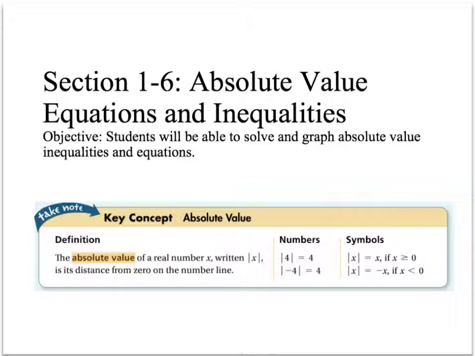Can anybody tell me what an absolute value is? Maddie? It's like the positive form of any number. Good, a positive form of any number. That's a good way to explain it. Anybody else?